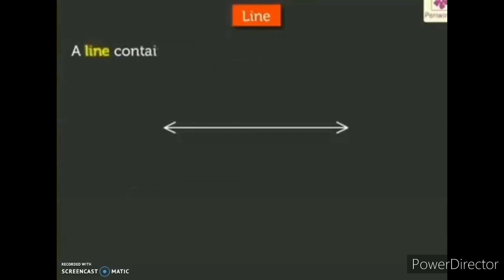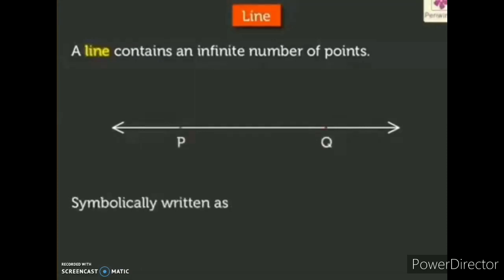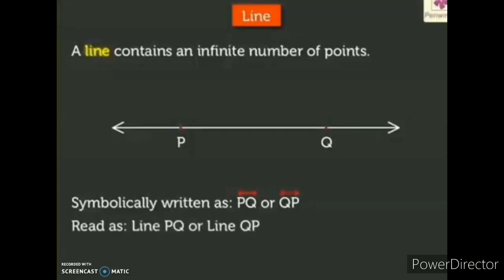Next, dear children, line. So a line is made of infinite number of points. The arrowhead indicates that line has no beginning or end. That is, line can extend in both the directions. So if I name the line as PQ or QP, symbolically it's written as PQ or QP like this. Okay, children? And we can read it as line PQ or line QP.